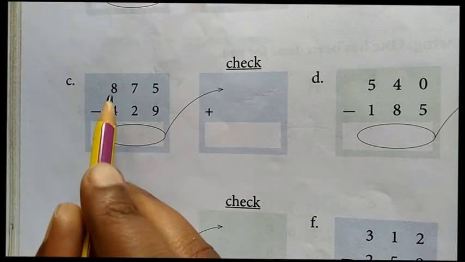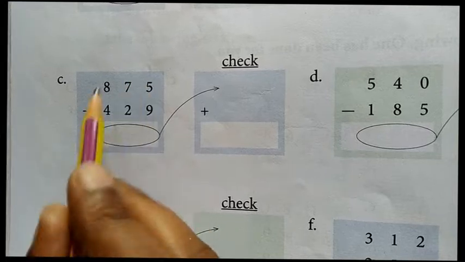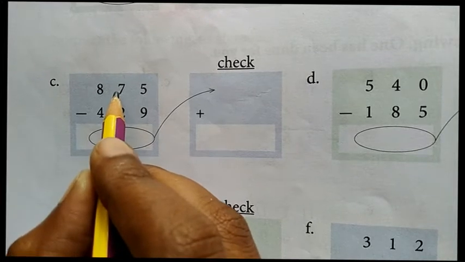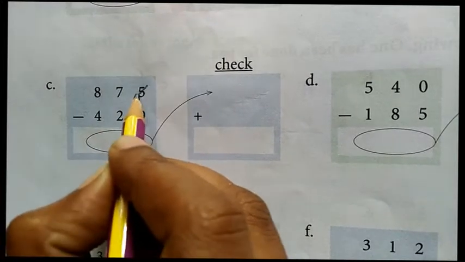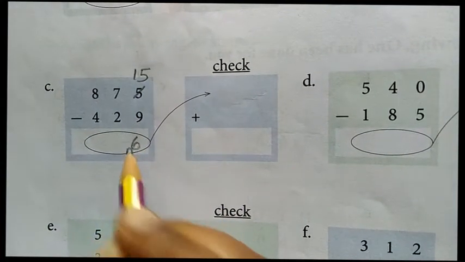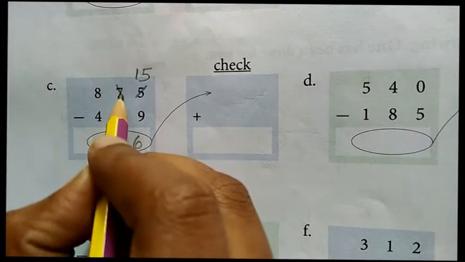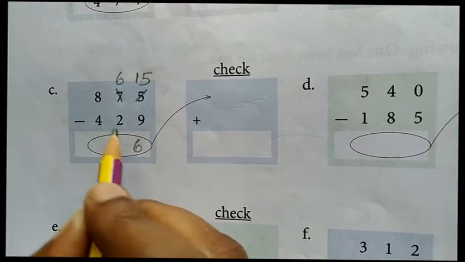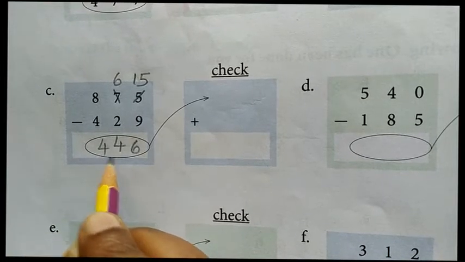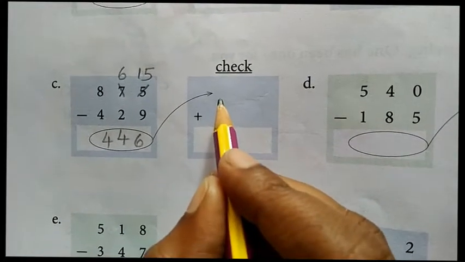Then next question, 875 minus 429. First we have to subtract this number. Here 5 is less than 9. So we have to borrow 10 from this tens column and we have to write this as 15. Then 15 minus 9, we have 6. Then since 10 was borrowed by this ones column, we have here 6. Then 6 minus 2, we have 4. Then 8 minus 4, 4. So here we got the answer as 446. Then we have to check whether our answer is correct or not.